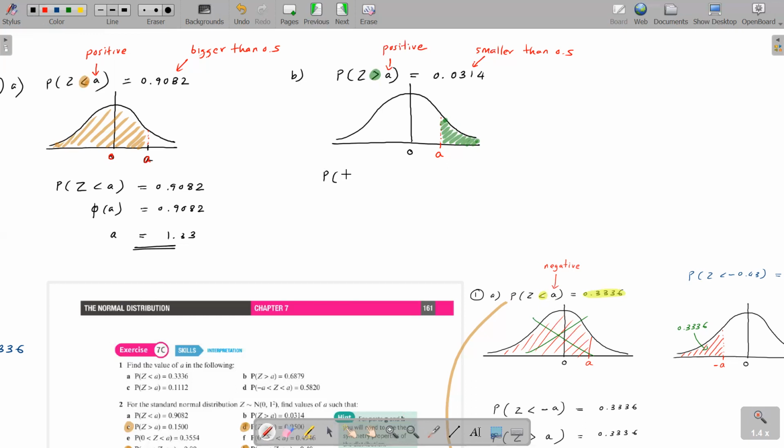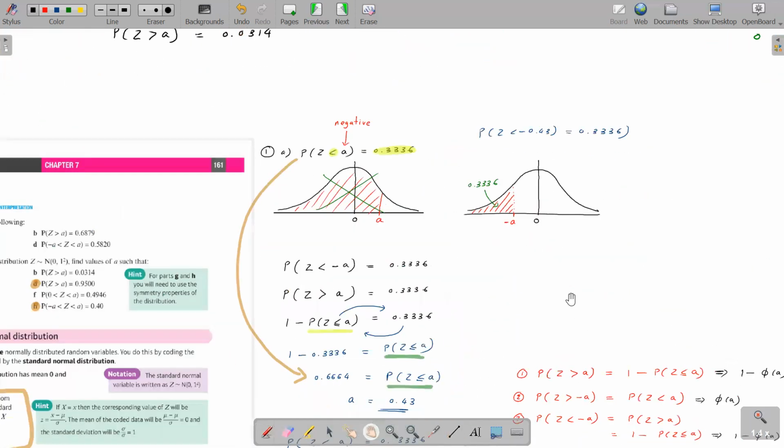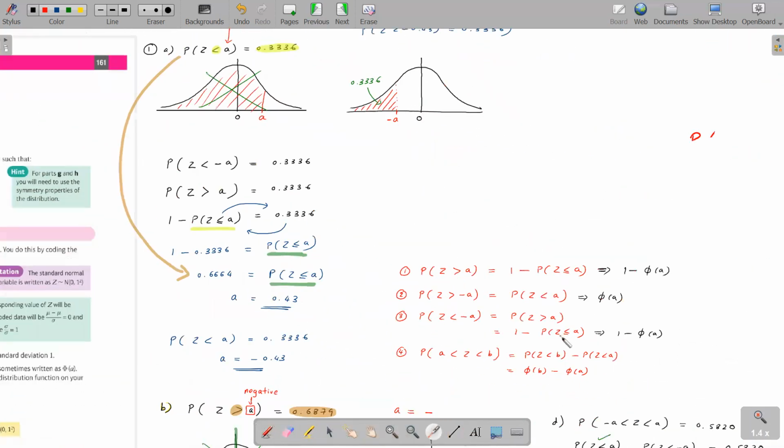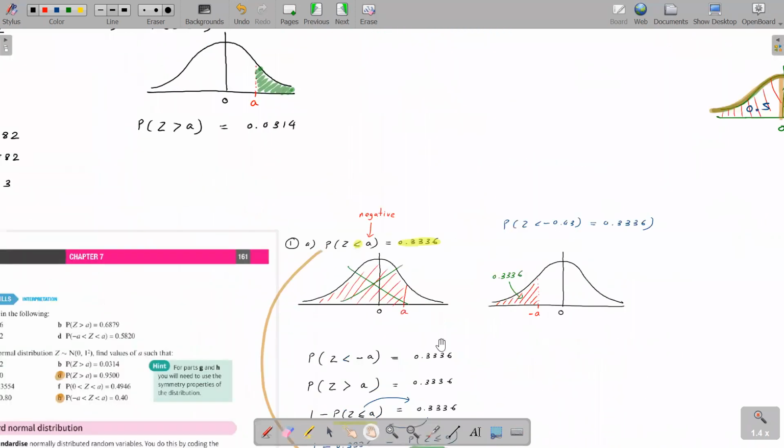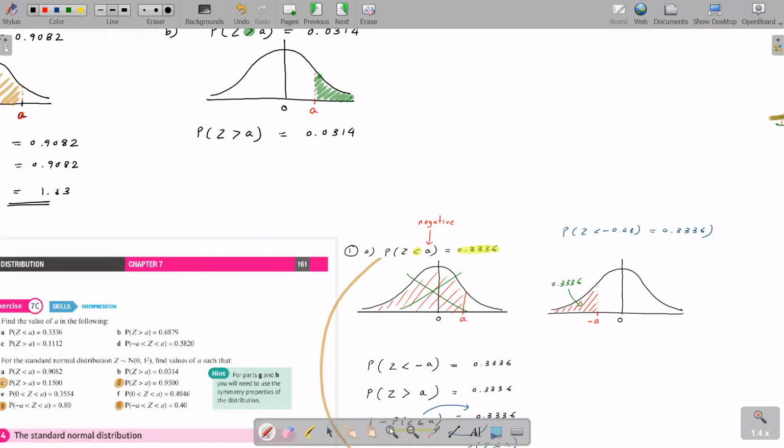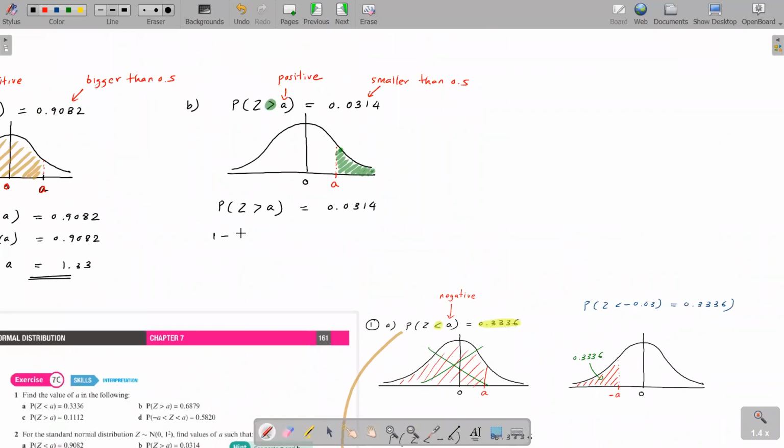Now let's use the rules. To do this sum, you can't work with z greater than. We need to convert it to z less than. I gave you all these rules of conversion. So z greater than a is, in other words, 1 minus the probability z less than a, or less than or equal to a. So let's convert it. This is 1 minus the probability z is less than a.